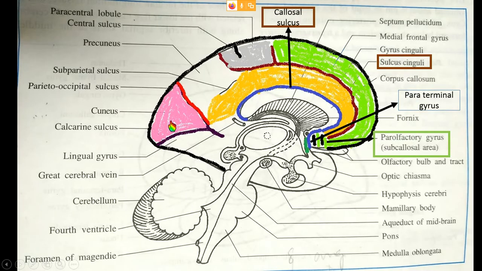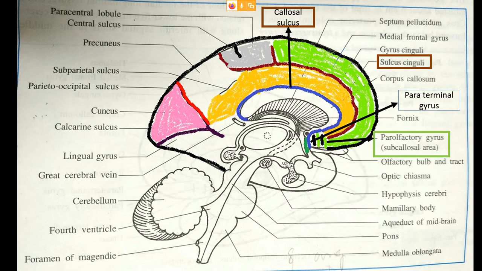can identify the triangular area. This area is called the cuneus. In front of this triangular area, behind the paracentral lobule, above the cingulate gyrus, this quadrangular area is called the precuneus. That is the posterior part we can identify on the medial surface of the cerebrum.